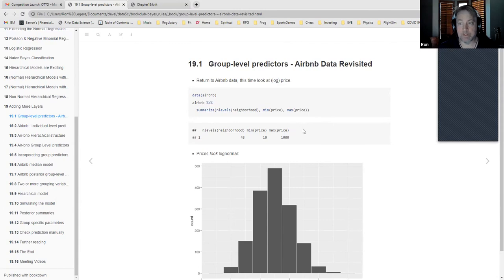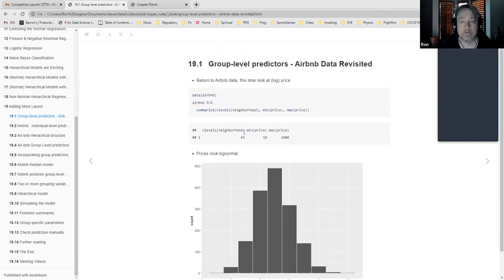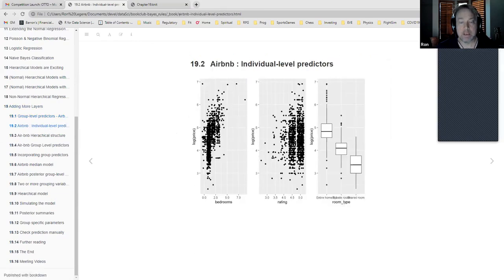In the book, they justify that further by looking at the posterior predictive check. The posterior distribution seems to match well with this, and using just the straight price does a terrible job, right? So log normal is what we're going to use for the Airbnb data. And if we look at the individual level predictors for the price, this all makes sense, right? More bedrooms means it's going to be more expensive. Better rating, more expensive.